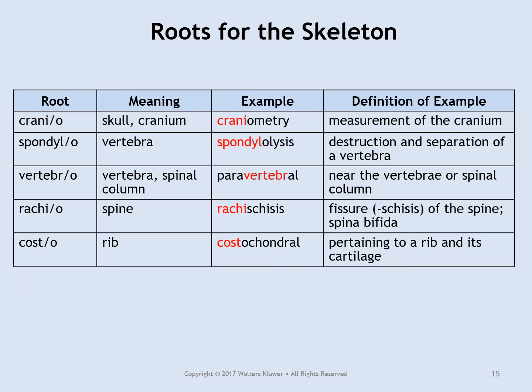There are a bunch of combining forms that refer to vertebrae or to the spine. Both spondylo and vertebro refer to your vertebrae. Rachio, that's not rachi, that's rachio, also refers to the spine. Costo, C-O-S-T-O, refers to your ribs. I had a class that remembered this because they remembered that if you want to get a bunch of ribs, you go to Costco to get the giant pack of ribs. So, you know, whatever works for you.